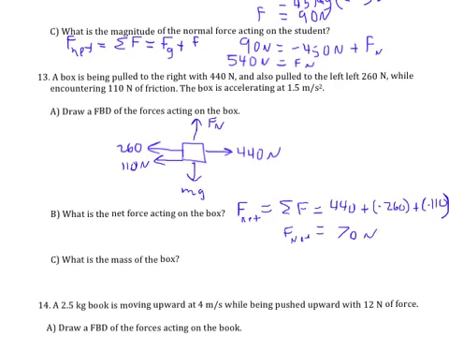So therefore, what is the mass of the box? Well, to find the mass of the box, I'm going to use old Newton's second law, F equals ma. And the net force is 70 newtons. I'm looking for the mass of the box, and I happen to know this box is accelerating at 1.5 meters per second squared. So I have to divide 70 by 1.5, and when I do, what I'll find is that it has a mass of 46.7 kilograms.